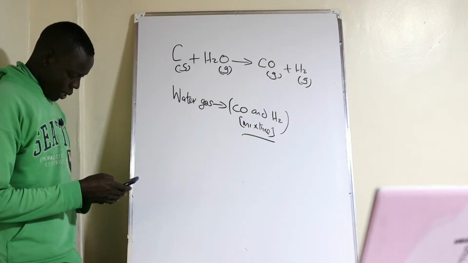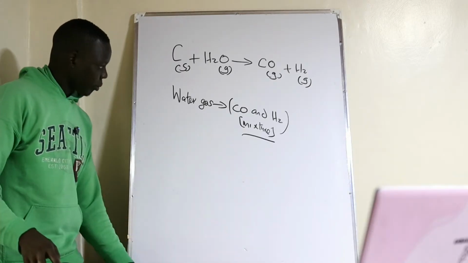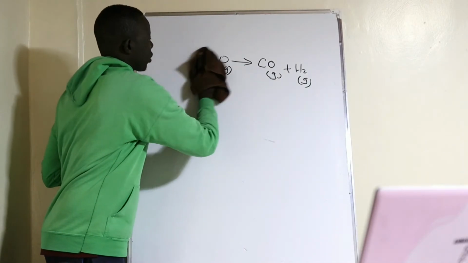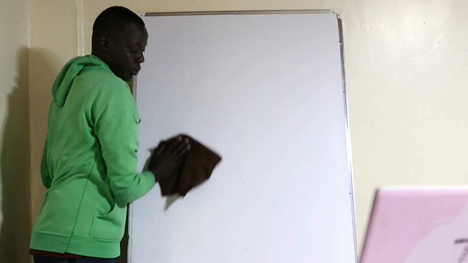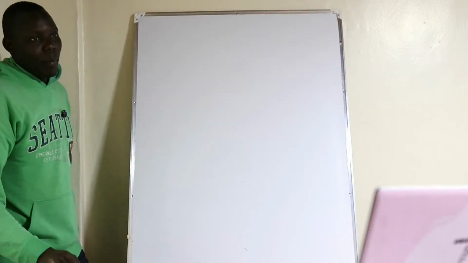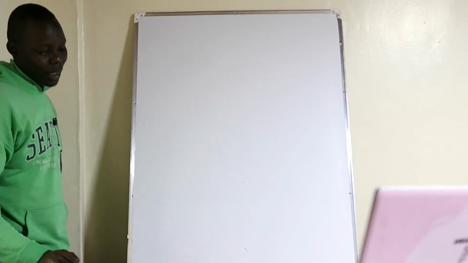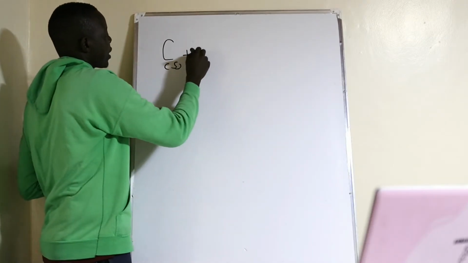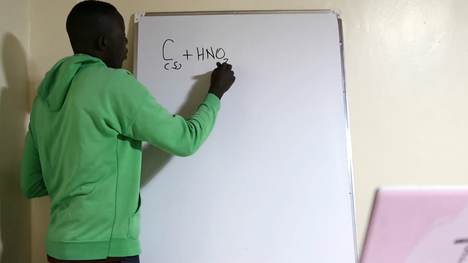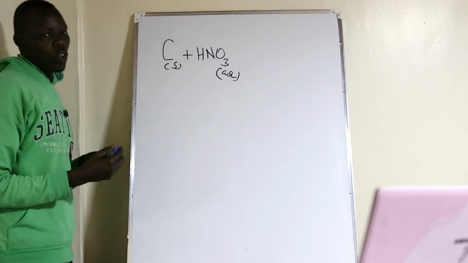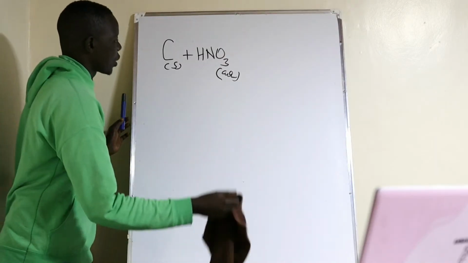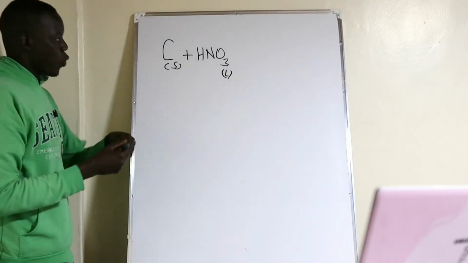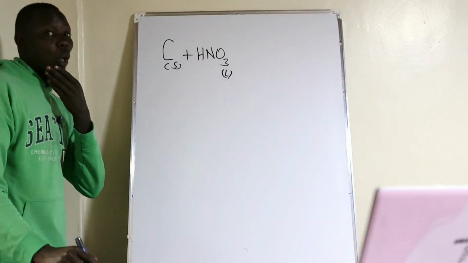Now, carbon plus nitric(V) acid will give us gases and a liquid, which is water. So we have carbon here plus HNO3, which is concentrated, not aqueous. By the way, whenever you see an acid written as aqueous, know that it is dilute. If you see it as L, know that it is concentrated.